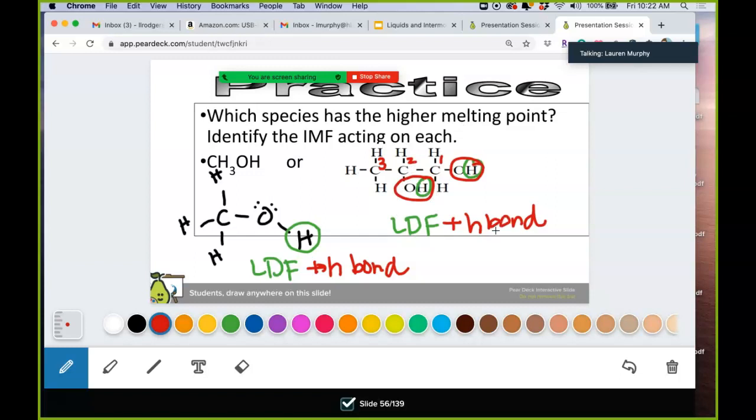So these both have dispersion forces. These both are capable of hydrogen bonding. But the propadiol should have a higher melting point. It should be harder to melt for 2 reasons. One, it's capable of hydrogen bonding in more than one location. Also, it's bigger, it's more polarizable, it has more electrons, it's heavier, therefore it will have stronger dispersion forces.